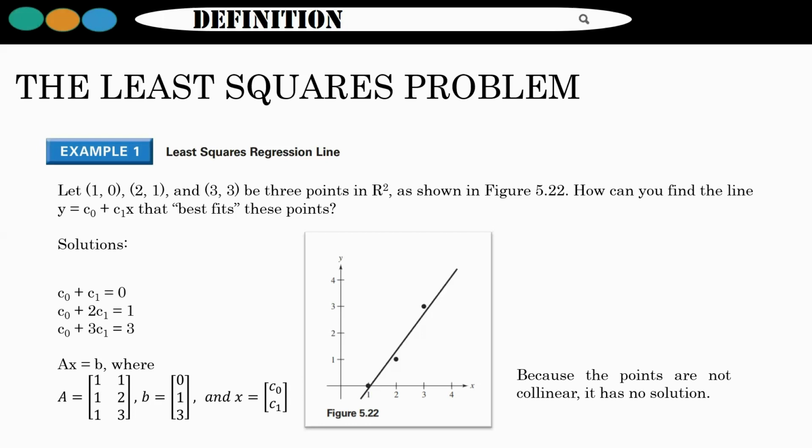we can look for an x that minimizes the norm of the error Ax minus b. So the solution x equal to (c sub 0, c sub 1) transpose of the minimization problem is called the least squares regression line, y is equal to c sub 0 plus c sub 1 x.